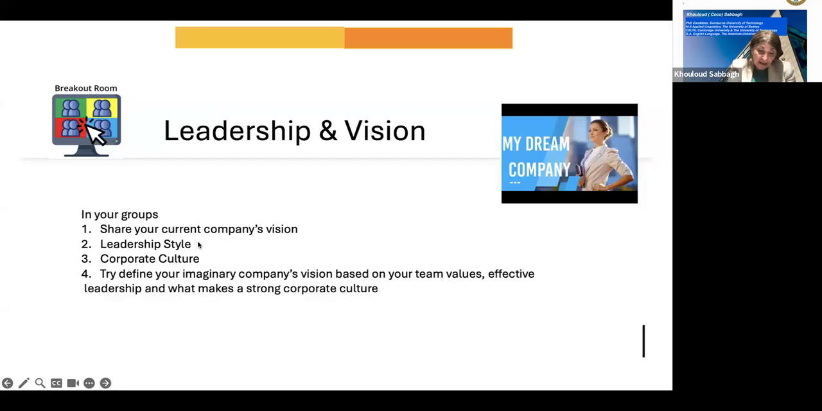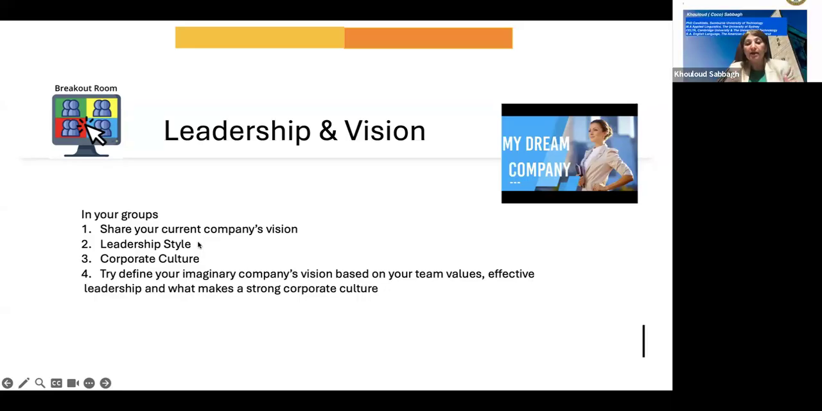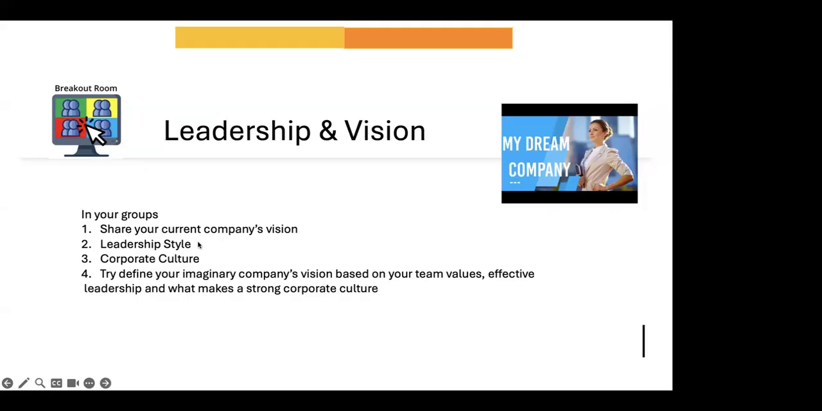The step today is to look at the culture of this imaginary company, okay? Since we didn't hear the strengths, weaknesses, opportunities, and threats from this group, can you guys share them again and then tell us about your leadership and your corporate culture? Is that okay? Just to give the new people an idea, so they know.